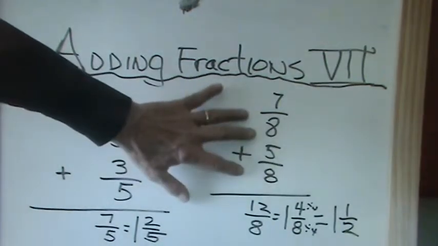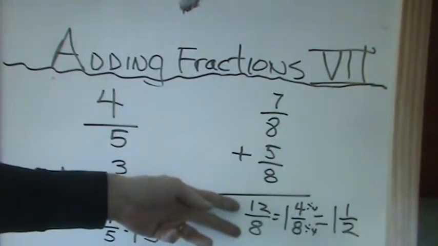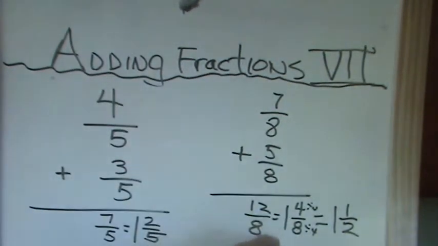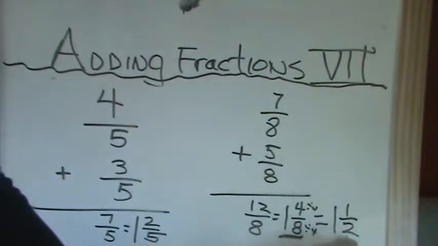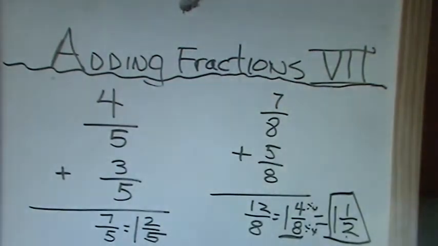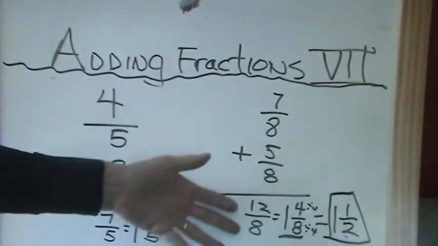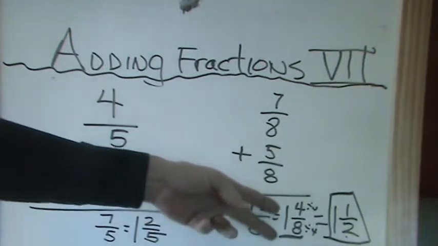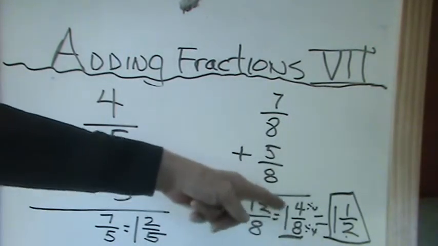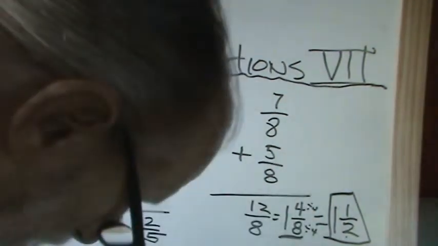So, this problem, when I got the answer, it was an improper fraction, so I changed it to a mixed number, but the mixed number had a fraction in it that was not in its lowest name, so then I had to reduce it, and so the final answer is 1 1/2. So there's 3 different steps in this problem. It's adding the fraction, changing the improper to a mixed number, and then, if the fraction in the mixed number is not in its lowest name, then putting it in its lowest name.